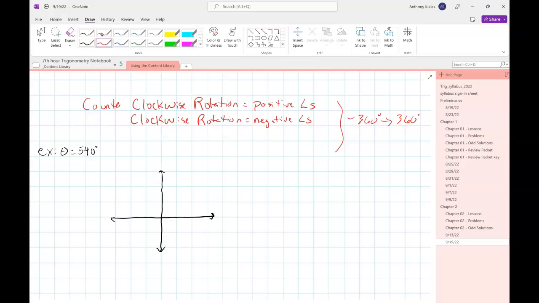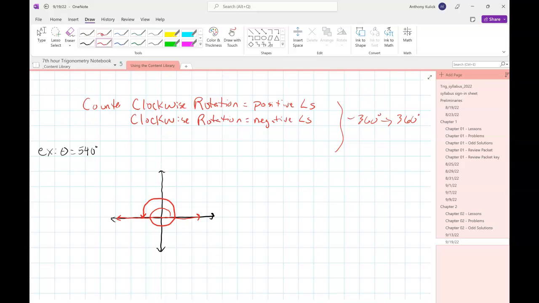Go around once and go halfway again. 1.5 rotations, yeah. So if we want to do a 540-degree angle, we would go around one time, keep going another half a time around, and that would be a 540-degree angle, right? Or a 540-degree rotation.